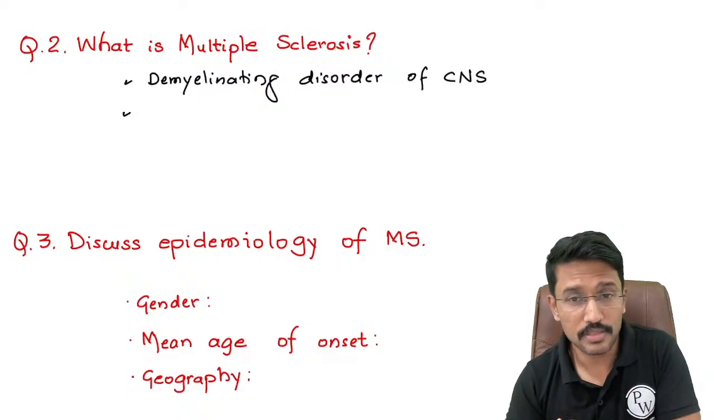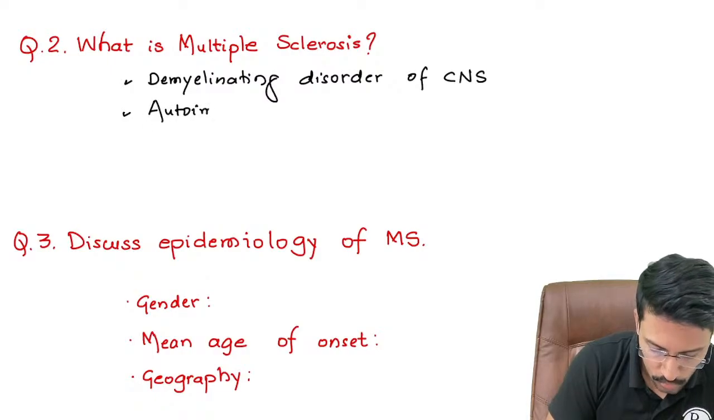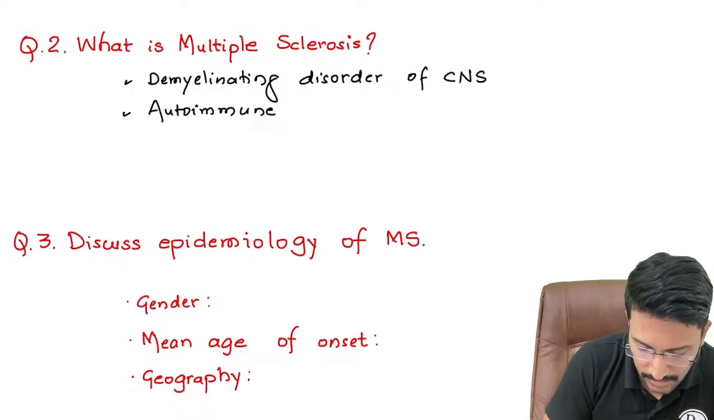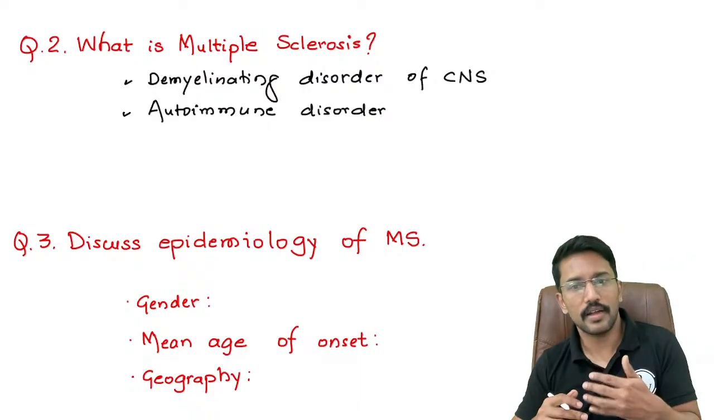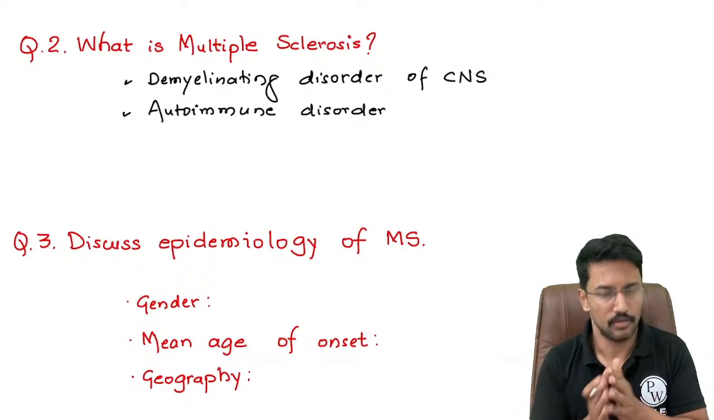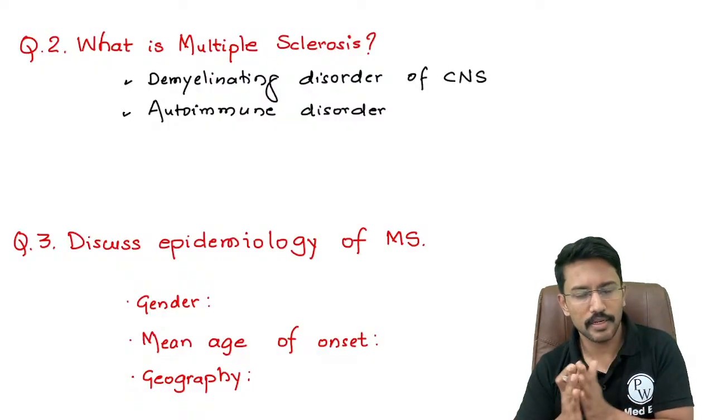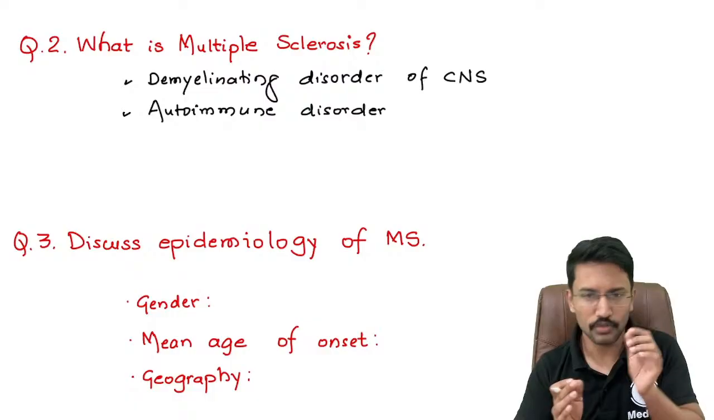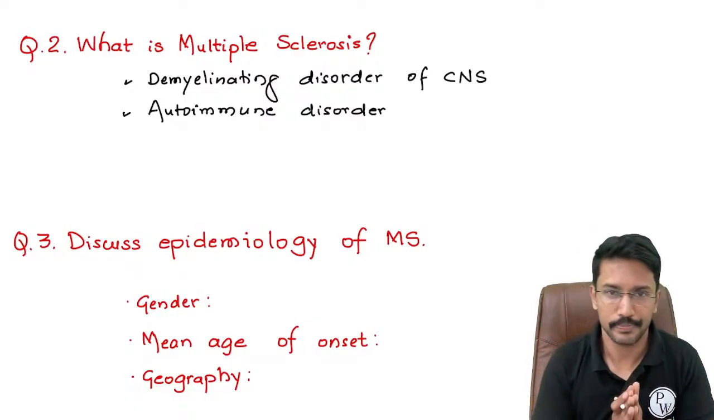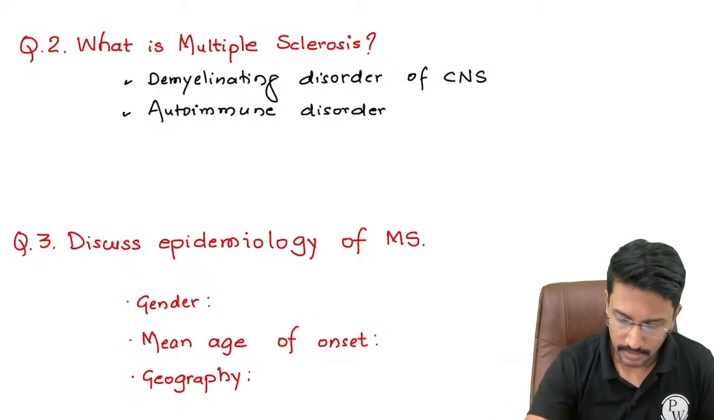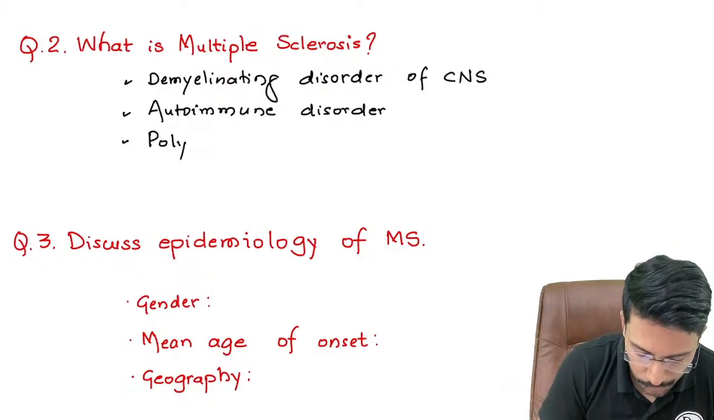Remember, multiple sclerosis is an autoimmune disorder. So basically, your own body is producing antibodies which are targeting the myelin. Obviously, they will ask you which antibodies and all. I will come to that point. It's a demyelinating disorder of the central nervous system. The neurons of the CNS are losing their myelin because your own immune system is targeting them. The third point that I'm going to mention here is this is a polyphasic disorder.